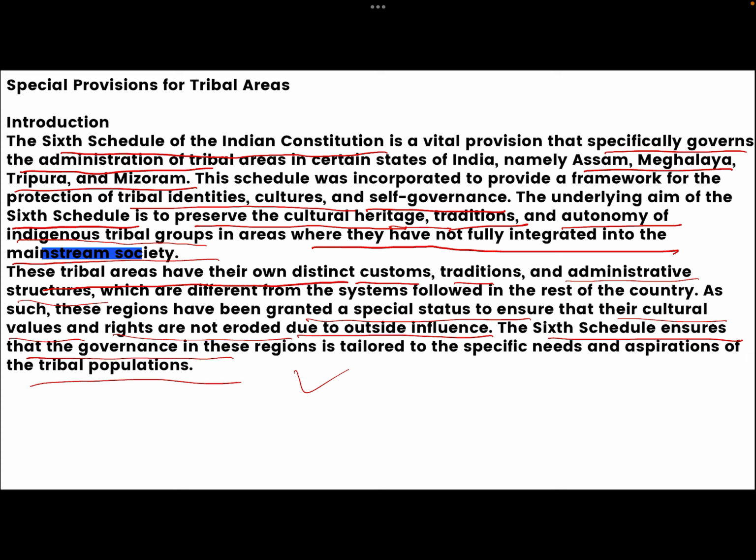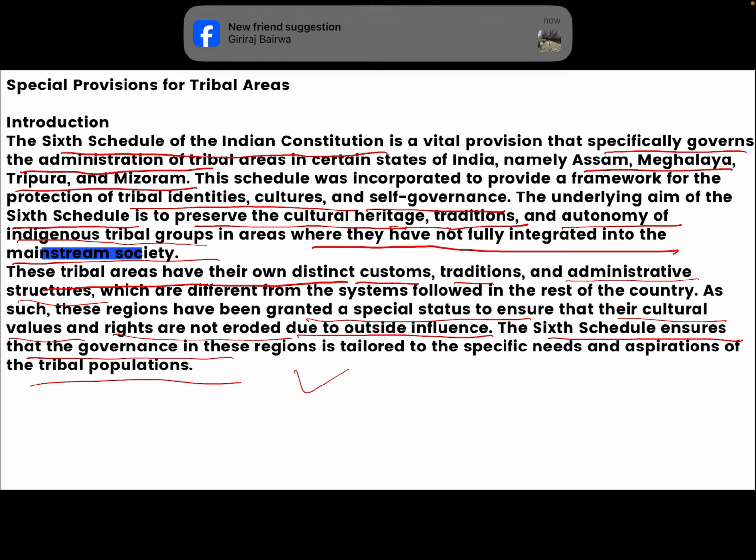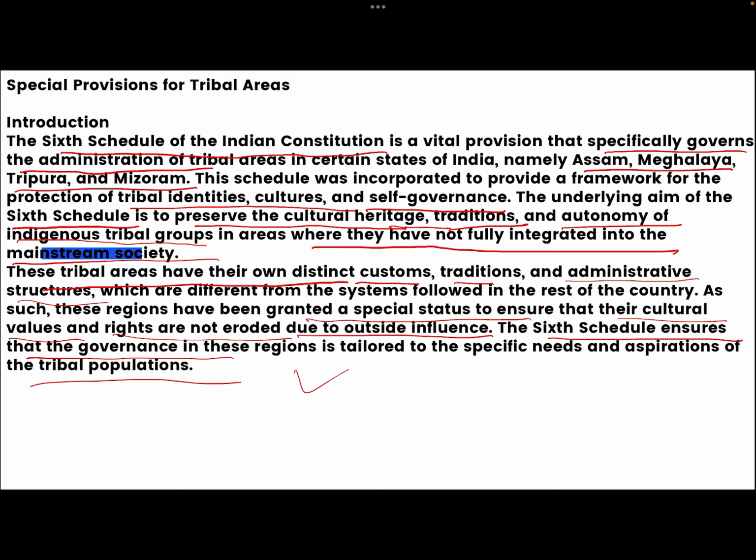So this is the overall overview of the sixth schedule of the Indian Constitution. The Constitution under the sixth schedule makes special provision for the administration of tribal areas in four northeastern states: Assam, Meghalaya, Tripura, and Mizoram. The rationale behind the special arrangement is that the tribes in Assam, Meghalaya, Tripura, and Mizoram have not assimilated much with the mainstream population, and these areas are also geographically cut off from the mainstream population.